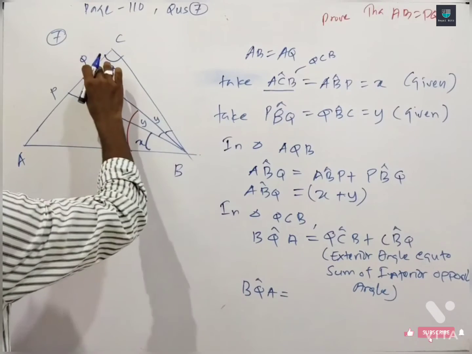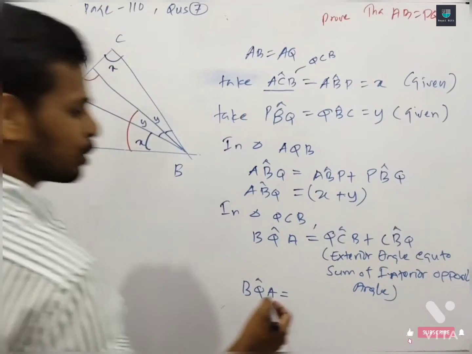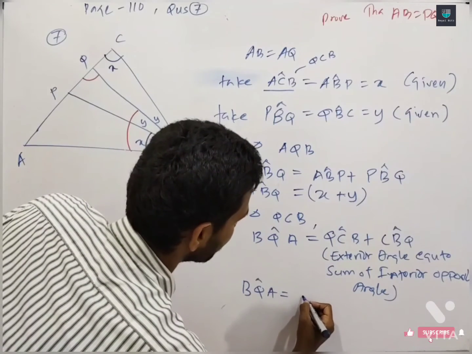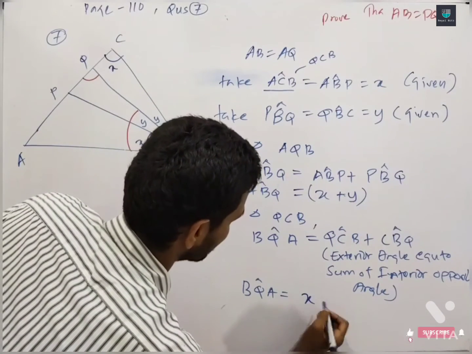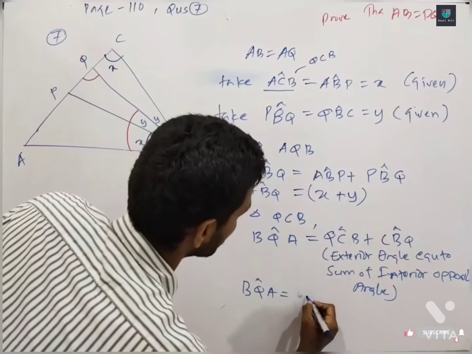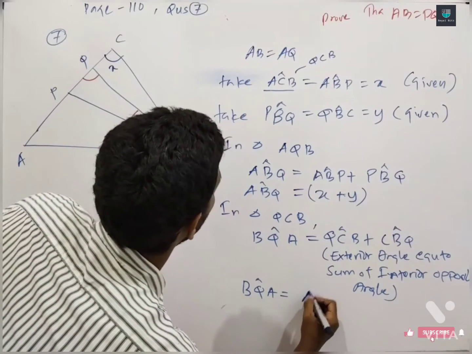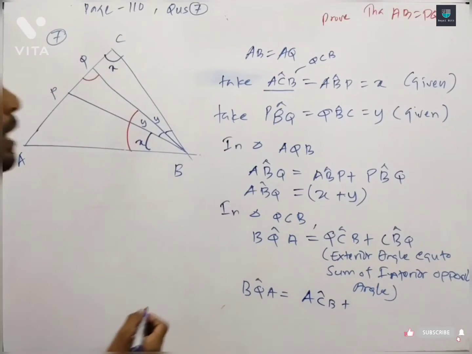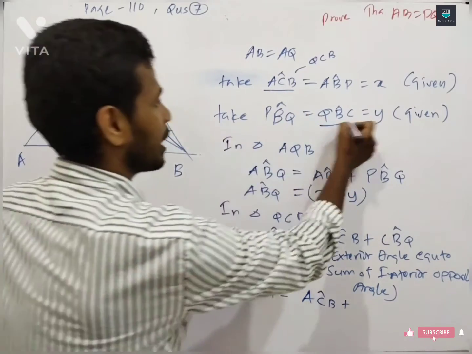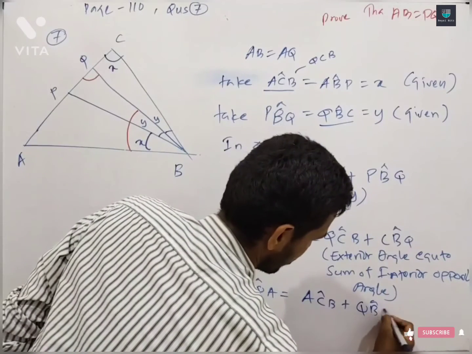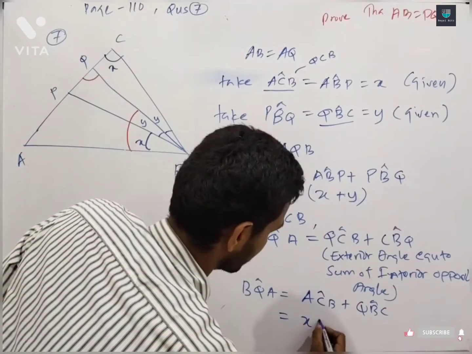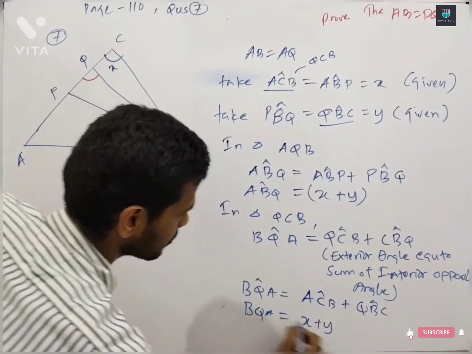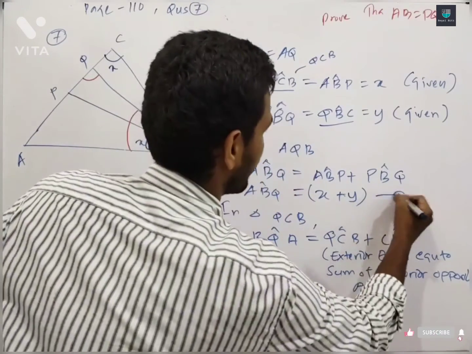ACB and QCB are the same angle. So therefore, this is equal to, you can simply write down X. Otherwise, you want to substitute as ACB plus again CBQ. Okay, right? So this is x plus y. So this is equation number 2. This is equation number 1.